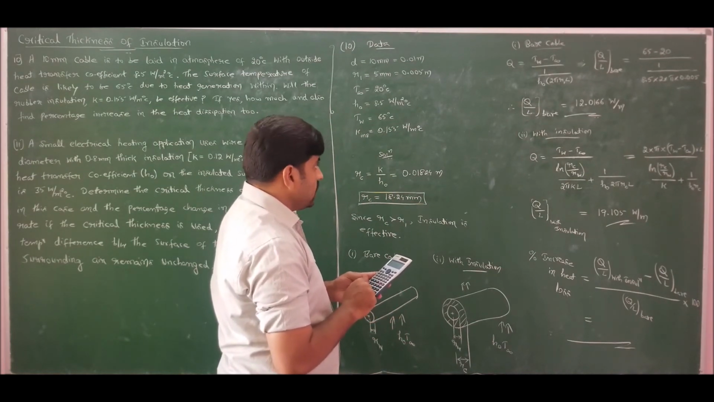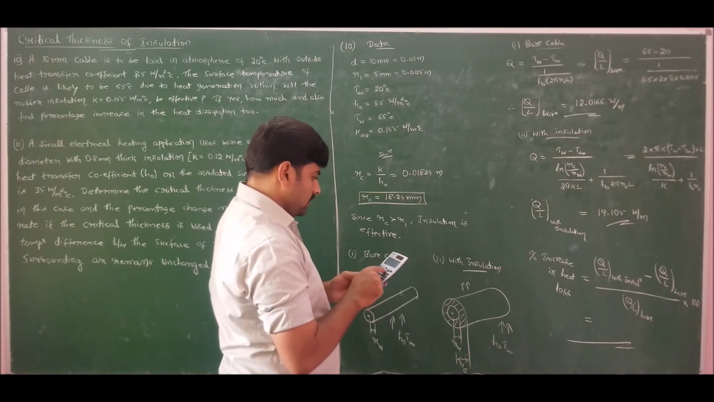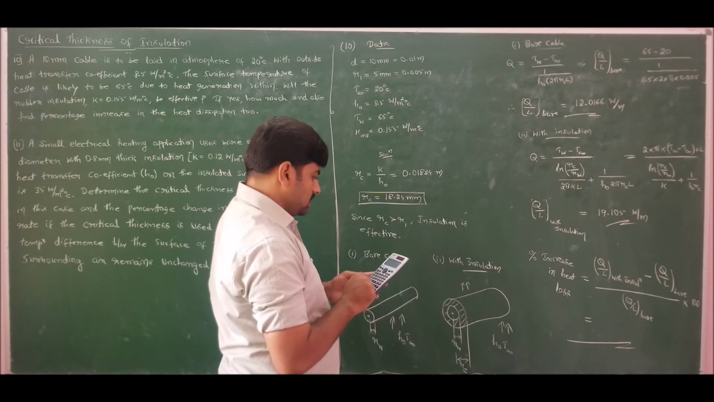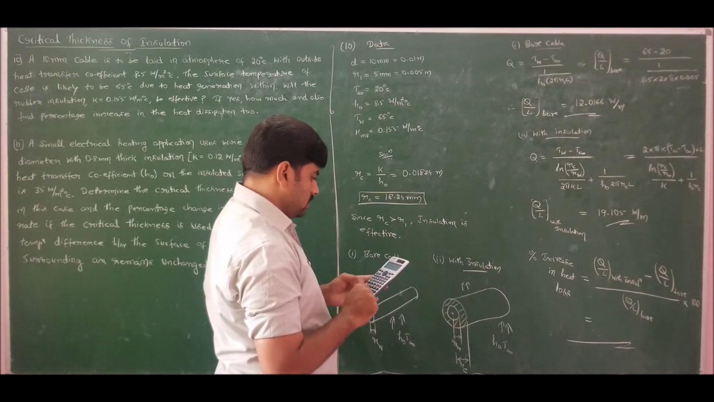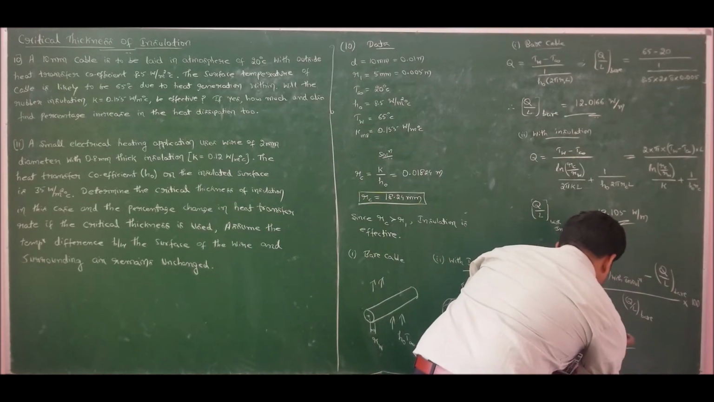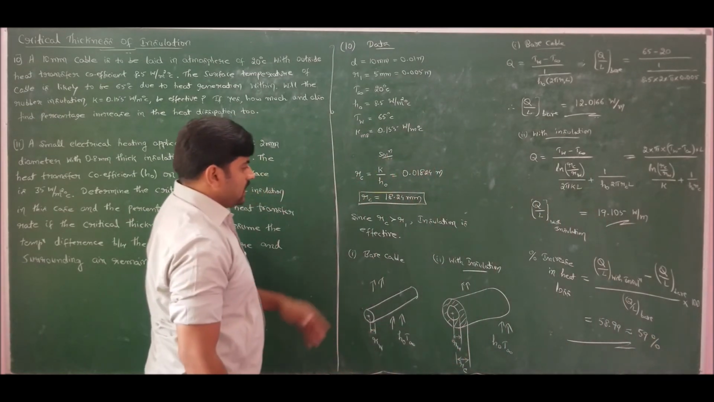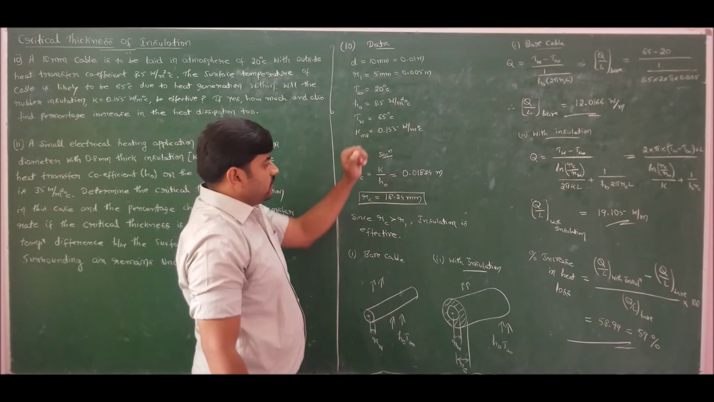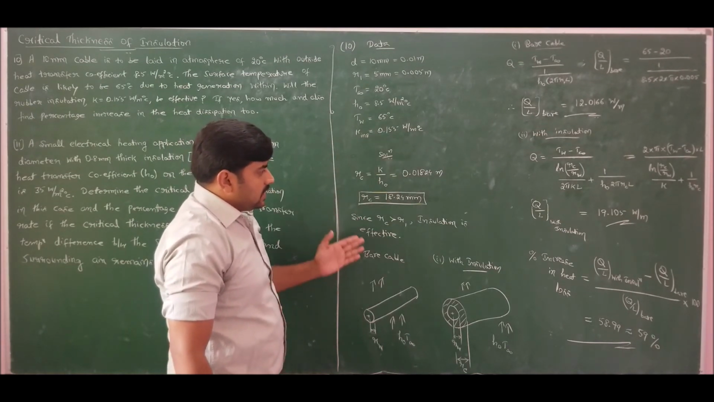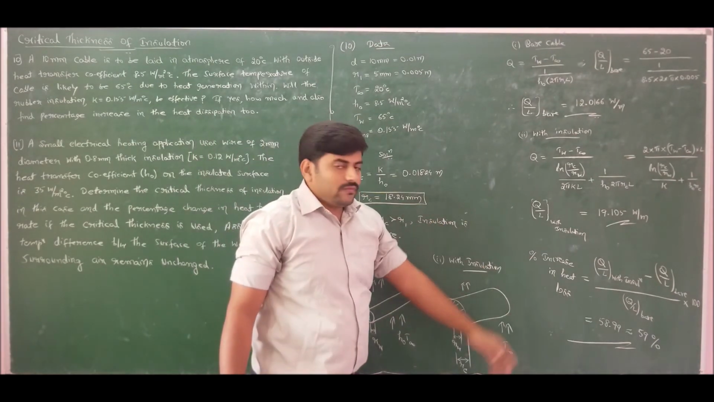So if I solve, I'll get the percentage increase as 19.105 minus 12.0166 divided by 12.0166 into 100, which is turning out to be 58.99%, which is nearly equal to 59%. So because of using rubber insulation with thermal conductivity of 0.155, we have observed that there is an increase in heat dissipation from the cable, which is increased by 59%.